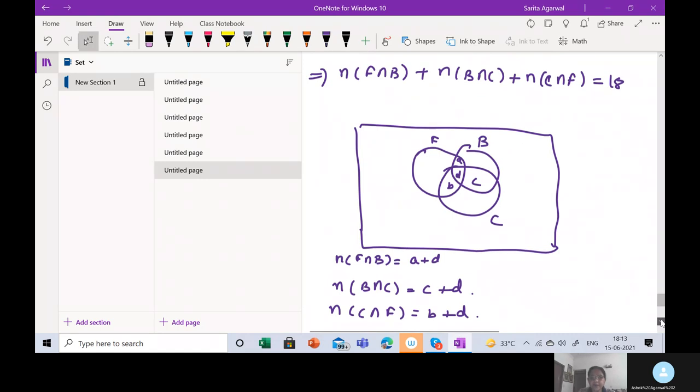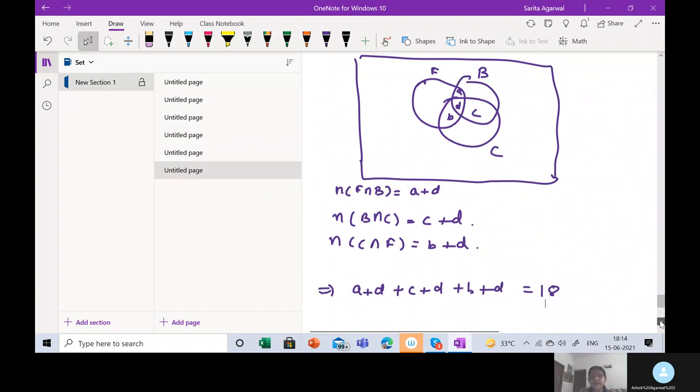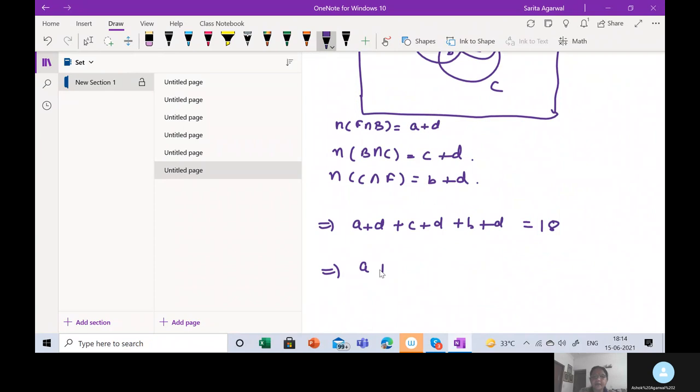And that means, if we write this, A plus D is the players which received the awards in football and basket. The players which received the award in basket and cricket is C plus D. The players which received the award in football and cricket is B plus D. So this is A plus D plus C plus D plus B plus D equal to 18. Which means that this is A plus B plus C plus 3D.